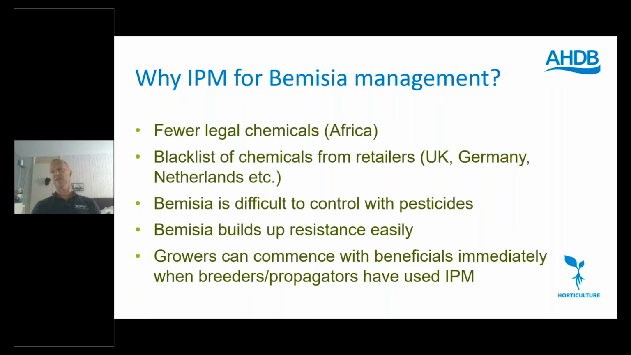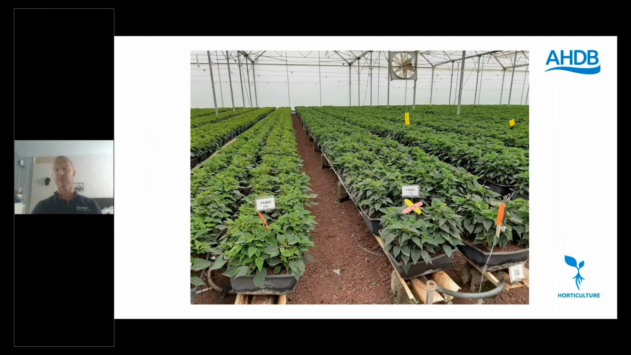It's also important that the production of cuttings by the breeders and propagators is free from harmful chemicals. So this is how mother plants look in Ethiopia. You see the mother plants looking very nice. This is all 100% IPM. You see the plants growing very well, and you also see the greenhouses are very clean. They have a very strict hygiene protocol.